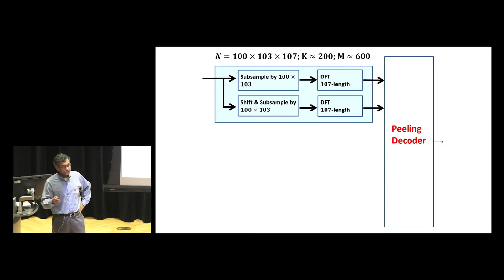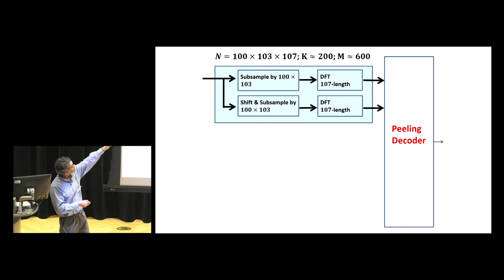So back to our puzzle that I had posed, where I had said, how many samples do you need when n is 1 million and so on? So n is about 1 million here. You have to pick 3 coprime factors. 100, 103, and 107 are relatively pairwise coprime. And k is 200, I think we said. It turns out that you need about 600 measurements. And how do you do this?